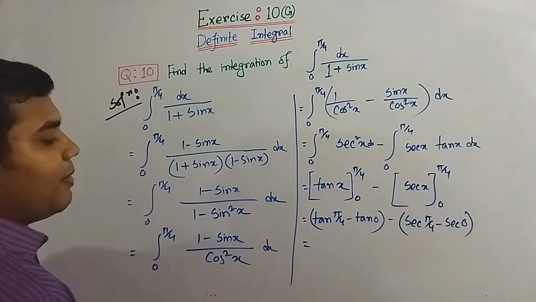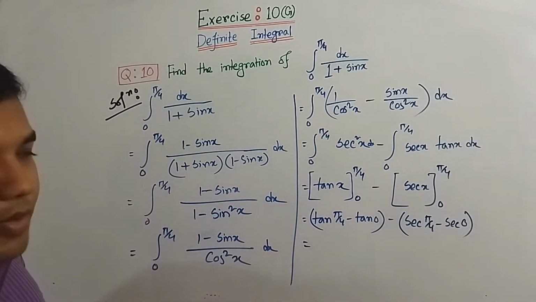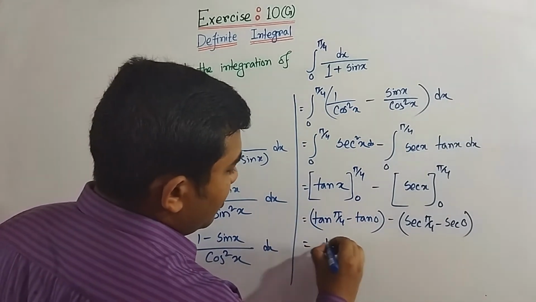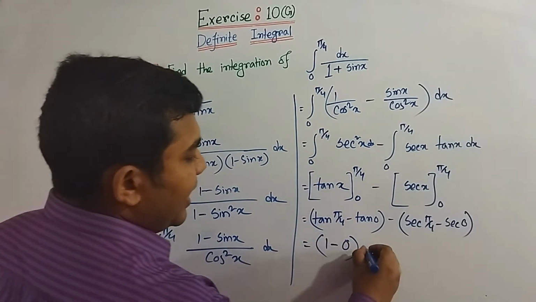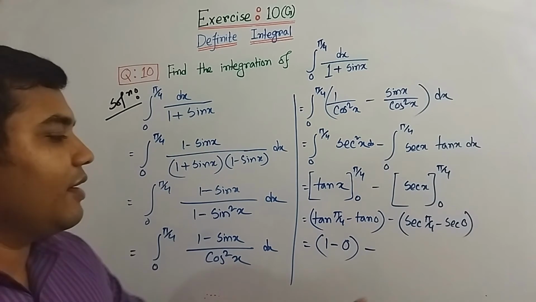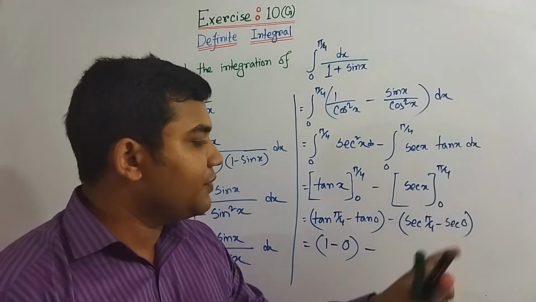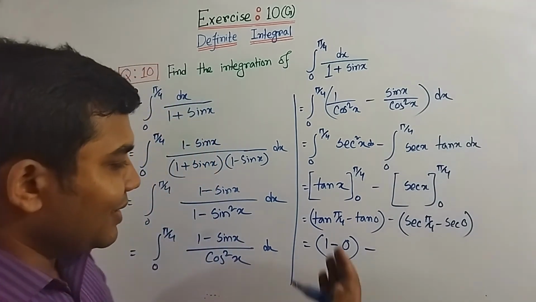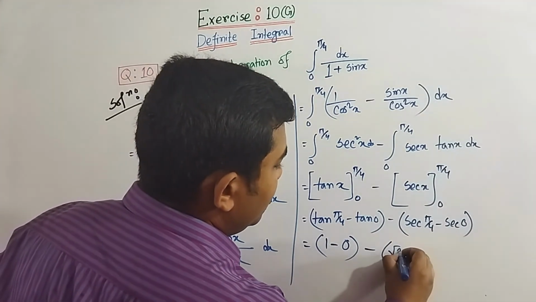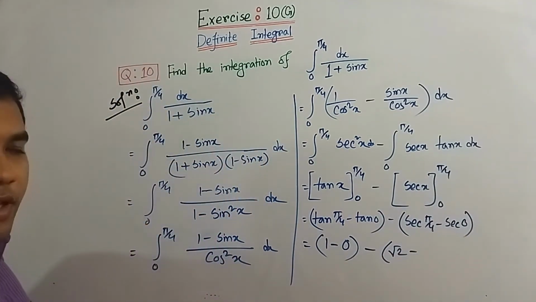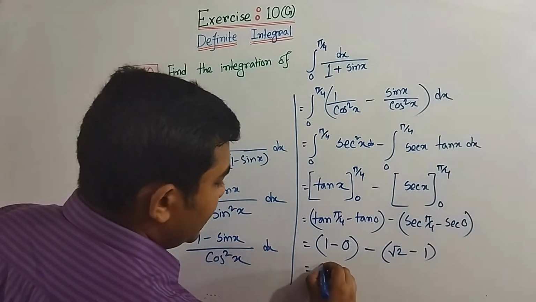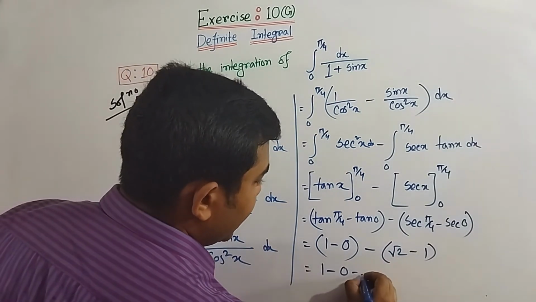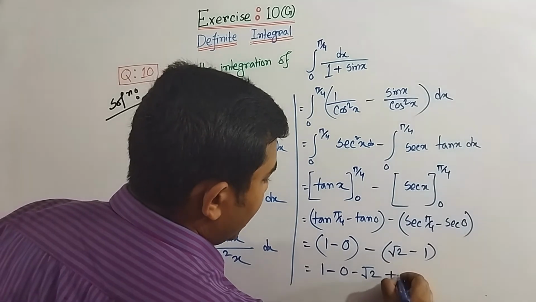So tan pi by 4 is tan 45 degrees, and tan 45 is nothing but 1, and tan 0 obviously is 0. And what about sec 45? Cos 45 is 1 by root 2, so sec 45 must be root 2, minus sec 0. If cos 0 is 1, sec 0 must be 1. So we'll get 1 minus 0 minus root 2 plus 1.